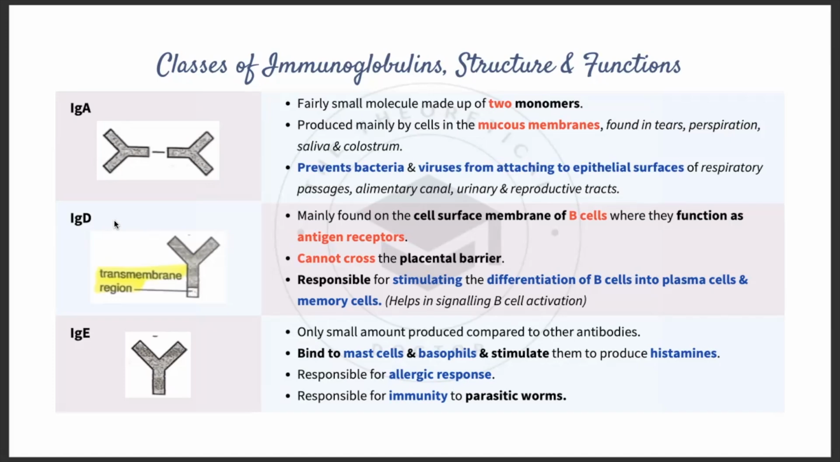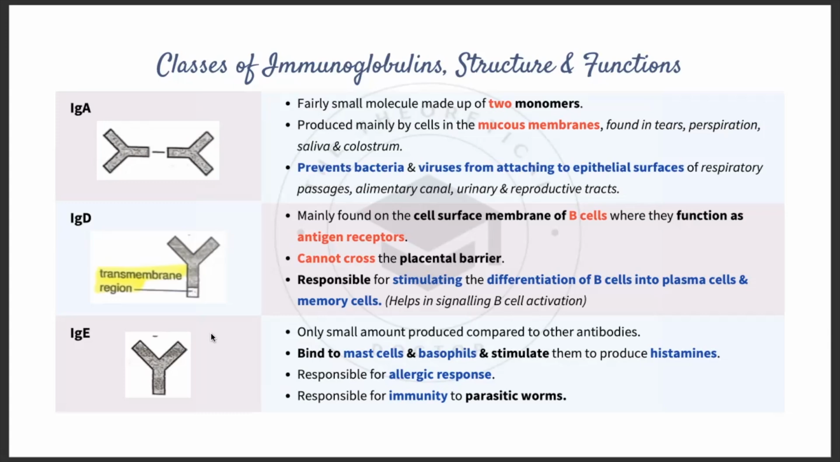Then we have IgD, or immunoglobulin D. It is mainly found on the cell surface membrane of B cells, where they function as antigen receptors. They cannot cross the placental barrier and are responsible for stimulating the differentiation of B cells into plasma cells and memory cells. So they help in signaling B cell activation. This is actually the humoral immune response, which I will talk about in another video.